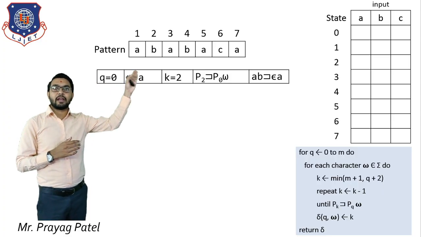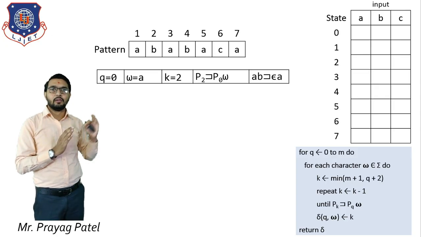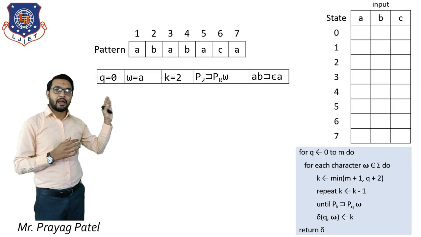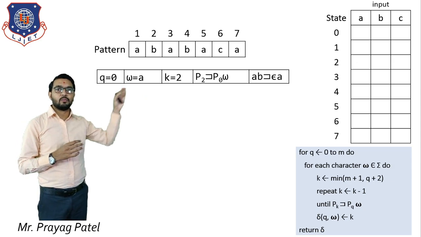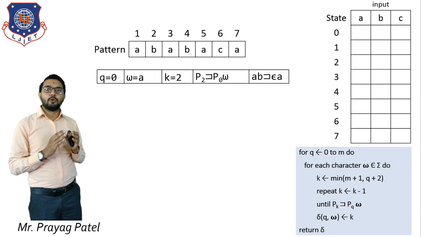P0 means no character from the pattern. P1 means only the first character. P2 means the first two characters. But P0 means no character. That's why we write null. So consider this symbol for the null. And next consider W, and W equal to A.